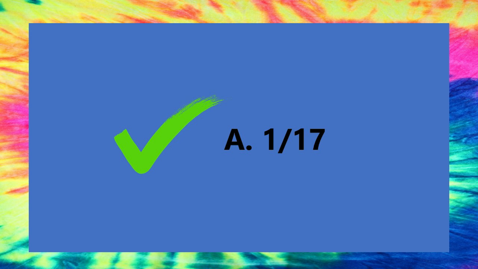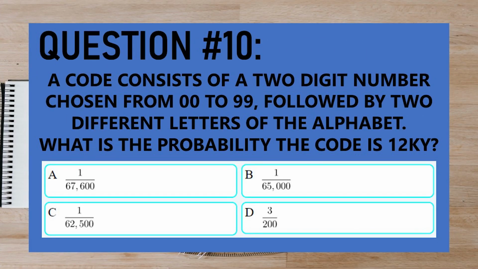And the correct answer is letter A, 1 over 17. Question number 10. A code consists of a two-digit number chosen from 0 to 99, followed by two different letters of the alphabet. What is the probability the code is 12KY? Letter A, 1 over 67,600. Letter B, 1 over 65,000. Letter C, 1 over 62,500. Or letter D, 3 over 200.